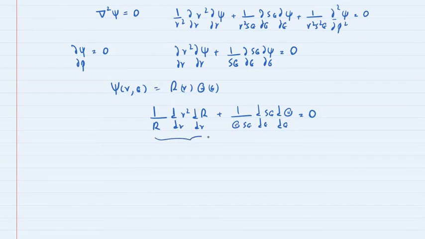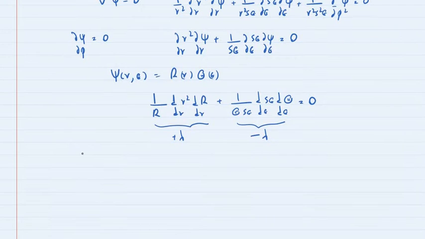Now this part is only a function of r, and this part is only a function of θ, which means the first can be written as some constant minus λ and the second as some constant plus λ, and their summation will be equal to 0. The θ differential equation becomes (1/sin θ) d/dθ (sin θ dΘ/dθ) = -λ Θ.